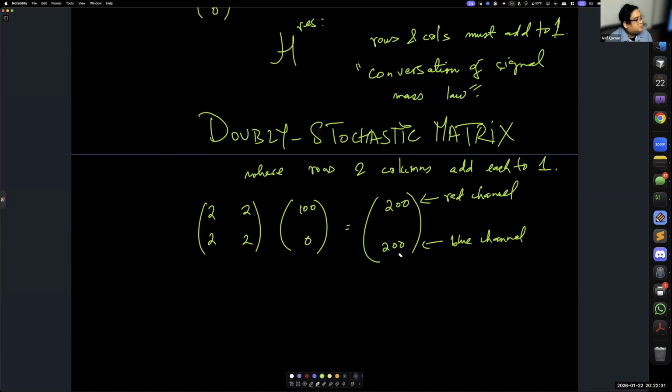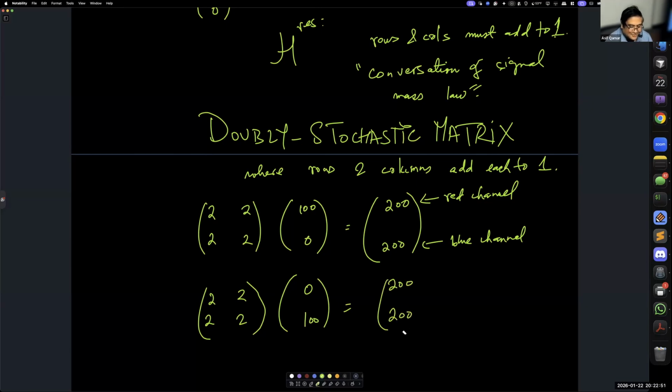They have now each 200 photons. But then if you say, where did that come from? If you look at the blue channel, this is what it was. The blue channel had 100 photons, blue photons, right? This now becomes, oh boy, this also becomes 200, 200. Isn't it? So you can't use any matrix.